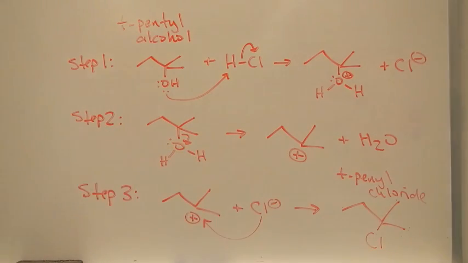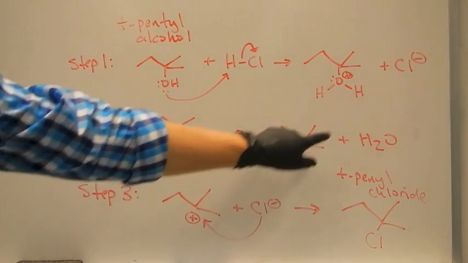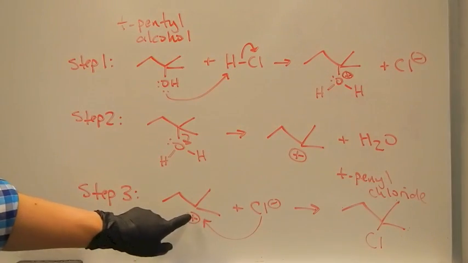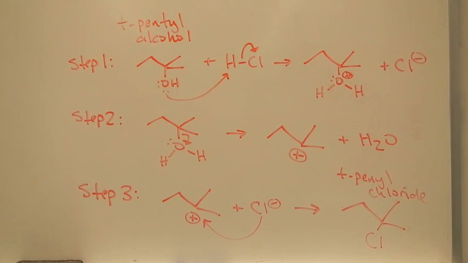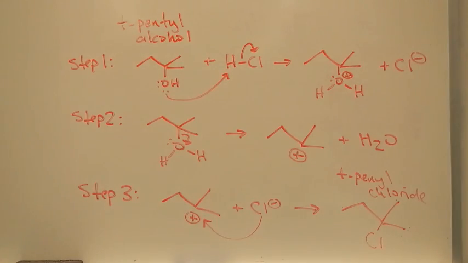As soon as that carbocation intermediate is formed, in step 3 the chlorine anion that we formed in step 1 is going to go and attack that positive charge. Positive things are attracted to negative things, and negative things are attracted to positive things, and we're going to end up with our t-Pentyl chloride right there as our product.